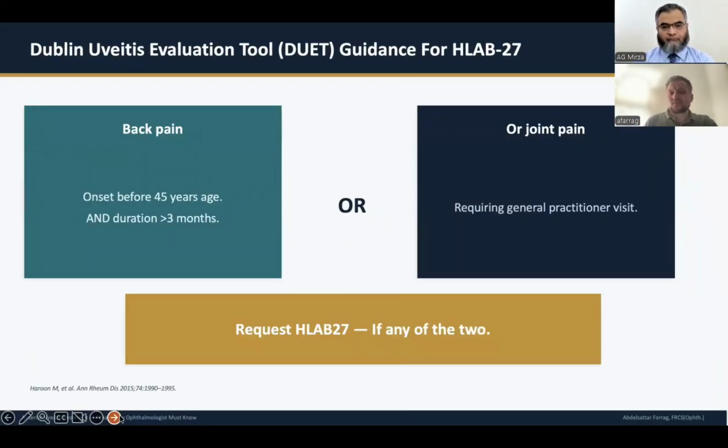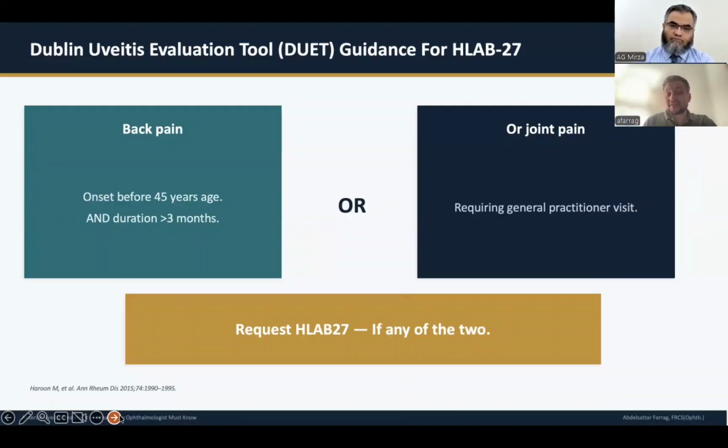And this is what I want to highlight, a commonly missed fact about what's called the DeWitt criteria. The DeWitt criteria is back pain with onset before 45 years of age and duration more than 3 months, or joint pain requiring a general practitioner visit. If you have any of these 2 points, then you should request HLA-B27.